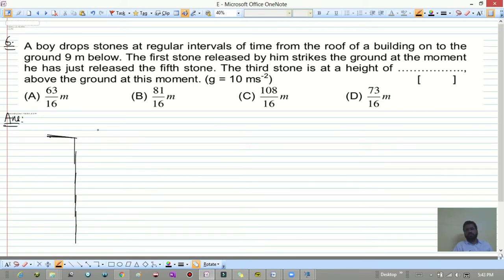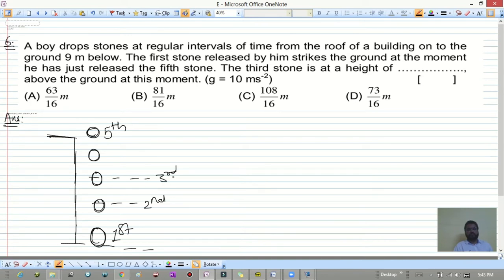Okay, so one boy is there who throws the stones at a regular interval of time, and they told the first stone, this is the first stone, strikes the ground when he just releases the fifth stone. That indicates second stone somewhere here, third stone somewhere here, fourth stone somewhere here. So this is the second stone, third stone, fourth stone. Indicates this distance is x, this distance is 3x, this distance is 5x.